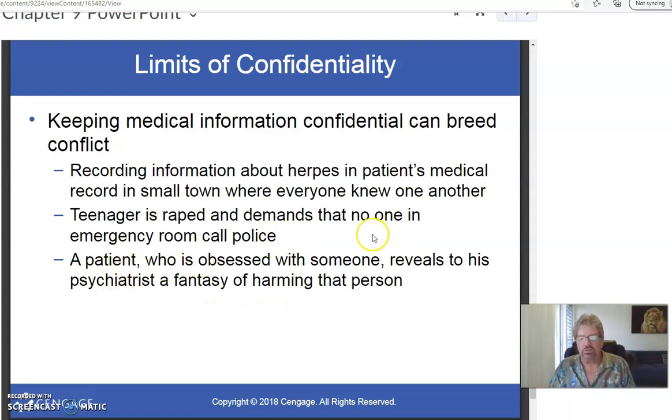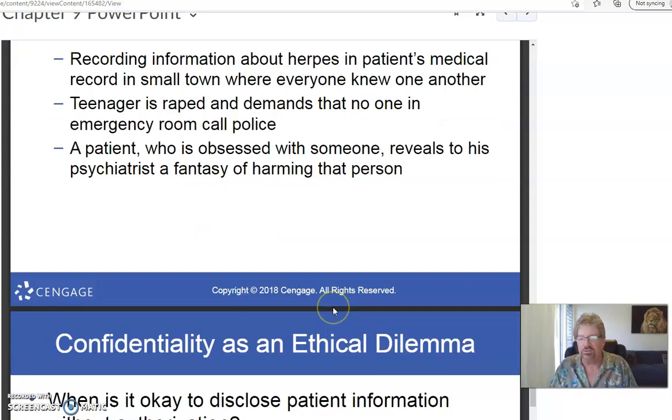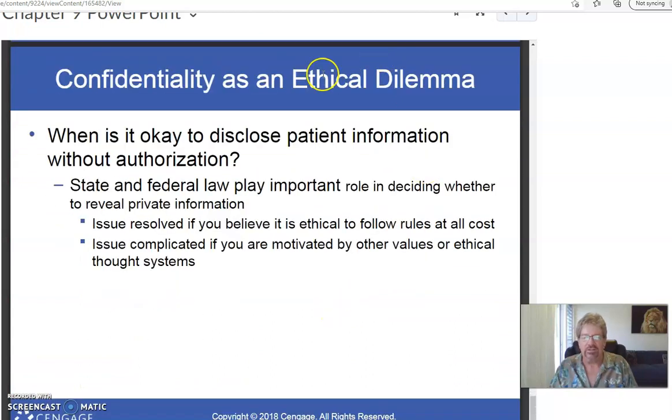A patient who's obsessed with someone reveals to a psychiatrist fantasy of harming that person. Let's say they're obsessed with Tom Cruise, and they say, I'm fantasizing about I want to shoot Tom Cruise. You know, do you need to let someone know so they can watch this dude? I don't know. That's why confidentiality is an ethical dilemma, like it says right here.